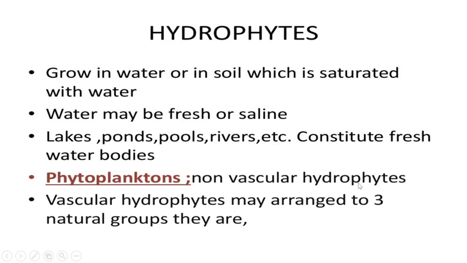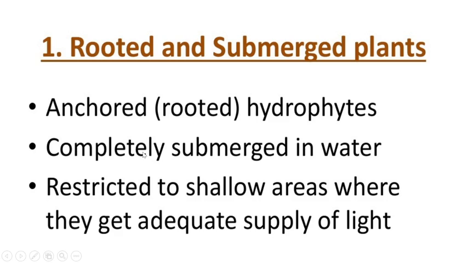Phytoplankton. Non-vascular hydrophytes. Vascular hydrophytes may be arranged into three natural groups. These are rooted and submerged plants. Again, they are classified into subtypes: anchored or rooted hydrophytes, completely submerged in water, whole body present in the water, restricted to shallow areas where they get an adequate supply of light.